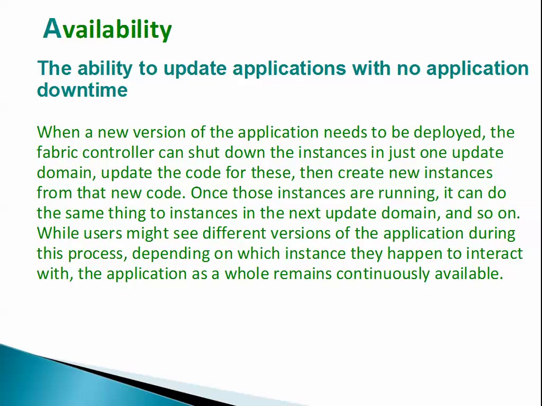Yes, because automatically when we have 2 instances of a web role or worker role, Fabric controller will place each instance in a different update domain or fault domain. Suppose instance 1 is placed in update domain 1, and instance 2 is present in update domain 2. So when we update our code, instance 1 in update domain 1 will be updated first. Then once it is done, instance 2 in update domain 2 will be updated.